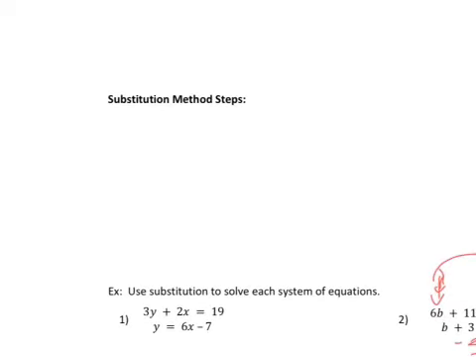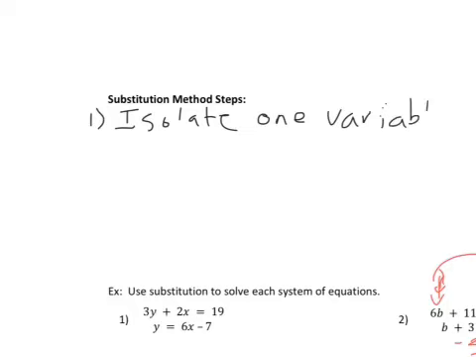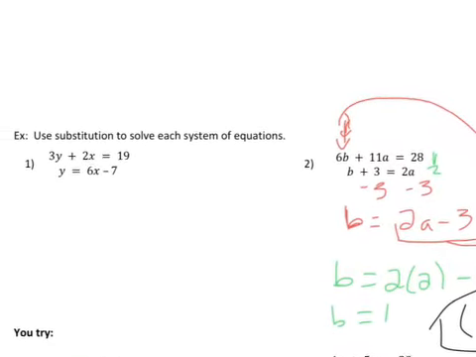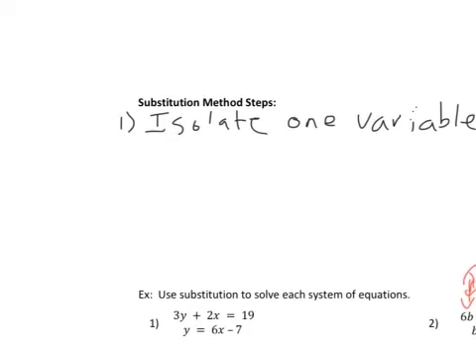So the first step when we solve a system of equations using the substitution method is that we want to isolate one variable. So in the first example that we did, y was already by itself. We didn't really need to take this step. In the second example that we did, b wasn't by itself, so what we had to do was subtract 3 from both sides to isolate it. So that's the first step. Second step then is we substitute and we solve.